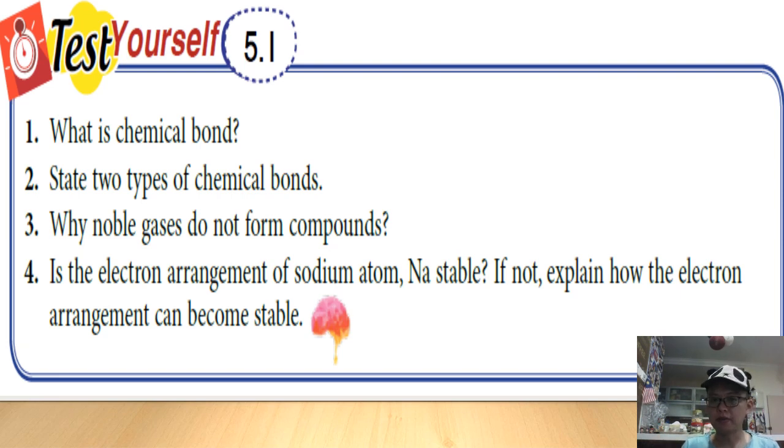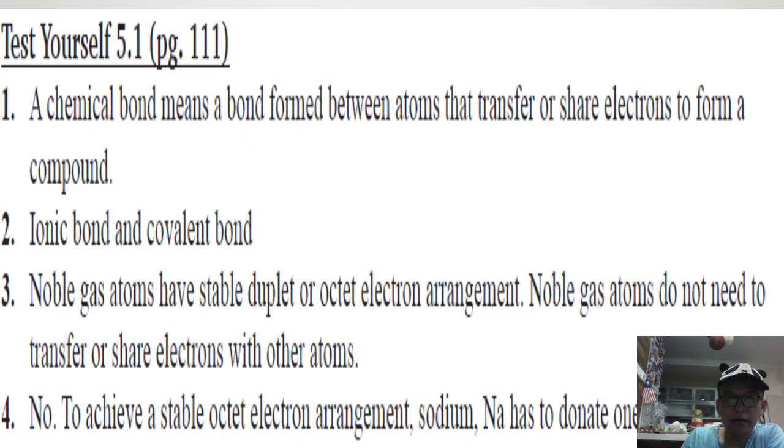Is the electron arrangement of the sodium atom stable? No. Explain how it can become stable. So the answer is not stable, because the sodium atom has the electron arrangement of 2.8.1. So it has to donate 1 electron to become octet form. Okay, so this is the answer for just now, practice 5.1.